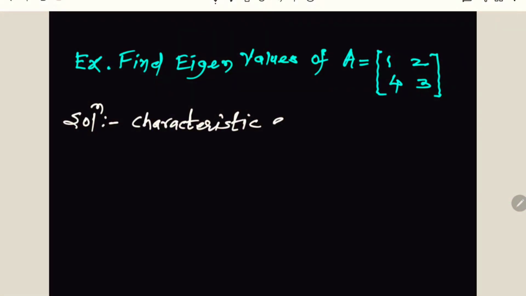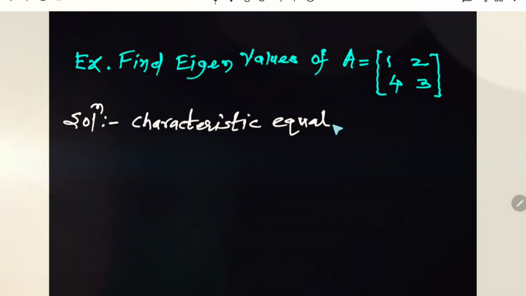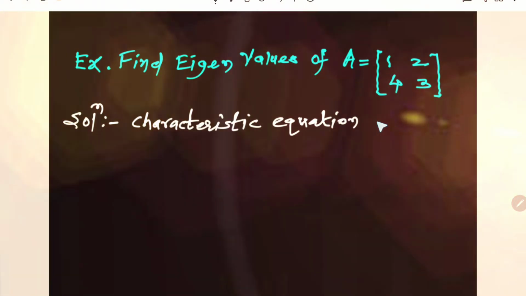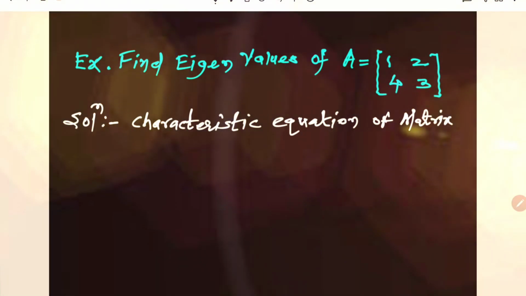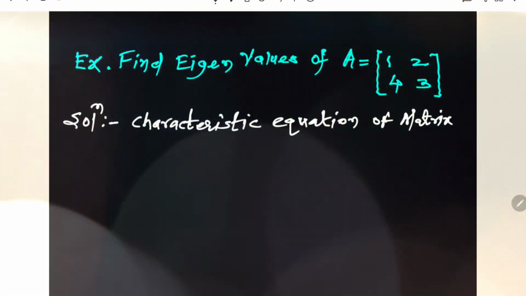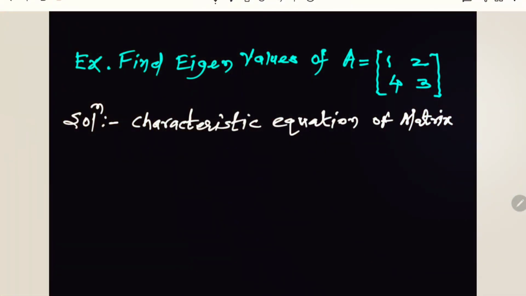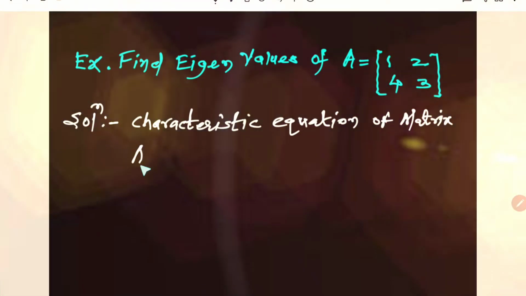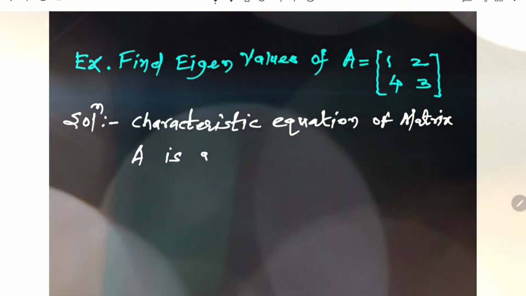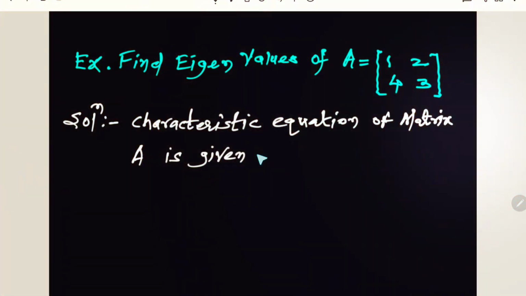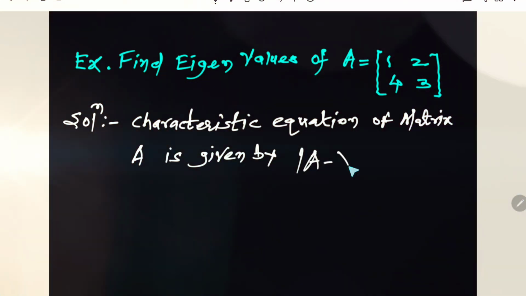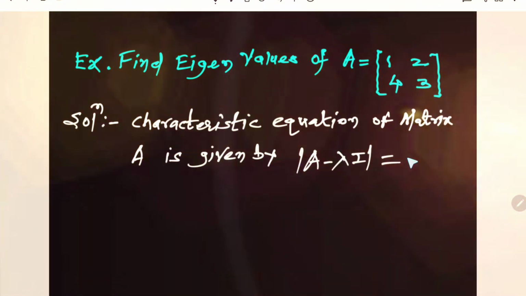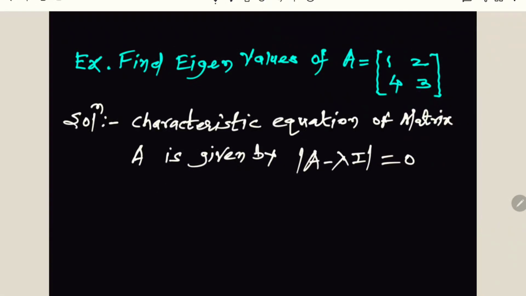the characteristic equation, and it is given by determinant of A minus lambda I is equal to 0, where A is the given square matrix, lambda is any scalar quantity, and I is the identity matrix of the same order as A.